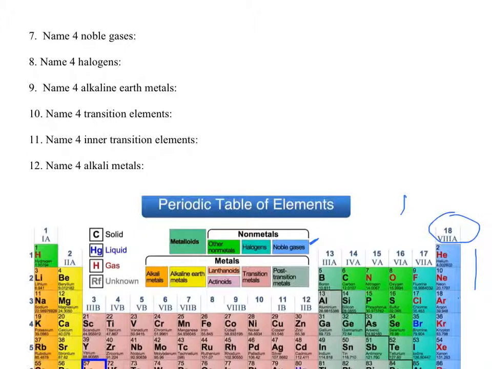And then it says name 4 halogens, and I'm going to put over here that these are group 18. These are group 17. And so it's going to be your really reactive halogens, fluorine, chlorine, bromine, iodine, and so forth. And you can see that right here for the color. For alkaline earth metals, this is group 2 over here. And so beryllium, magnesium, calcium, and so on. Transition elements, these are the transition elements down in here. And so it's going to be the Bs.